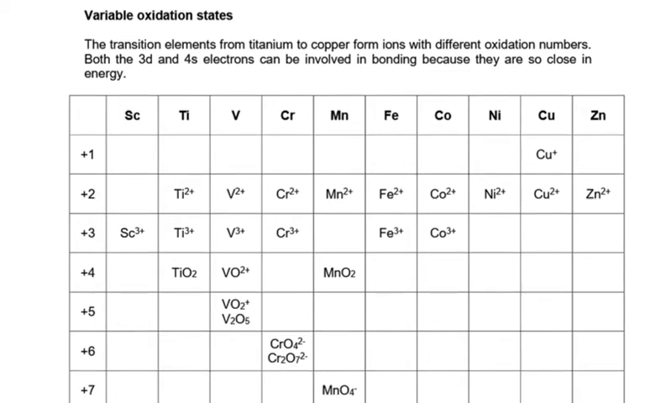In this section we're going to look at the variable oxidation states of transition metals. Starting off with this table, which looks a little bit scary. Don't worry, you don't need to learn all of these, but some of these you'll be aware of already. It's just to illustrate the oxidation states that some of the metals can have, and the common ions that you'll find these oxidation states.